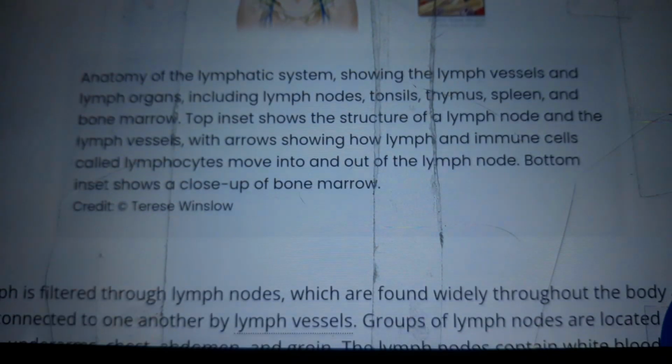Take a good note. Anatomy of the lymphatic system, showing the lymph vessels and lymphatic organs including lymph nodes, tonsils, thymus, spleen, and bone marrow. The top insert shows the structure of a lymph node and the lymph vessels, with arrows showing how lymph and immune cells, called lymphocytes, move into and out of the lymph node. The bottom insert shows a close-up of the bone marrow.